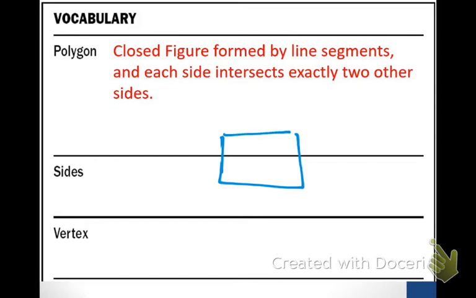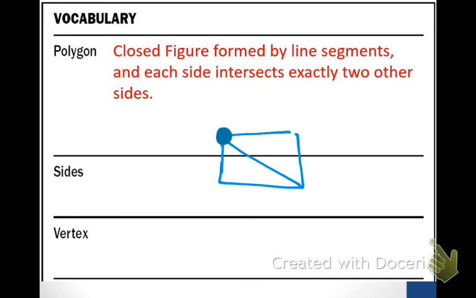And then the last part, it says, and each side intersects exactly two other sides. It means every corner, so like this corner we're looking at, every corner only intersects two sides. So this one would intersect three. So this would not be a polygon, okay? Not as a whole picture.